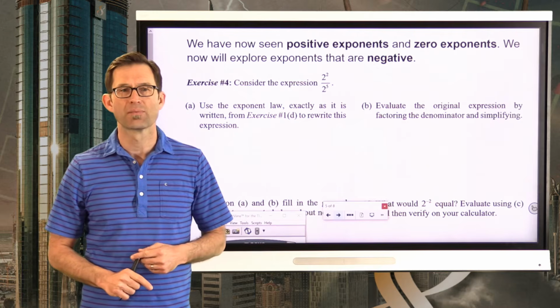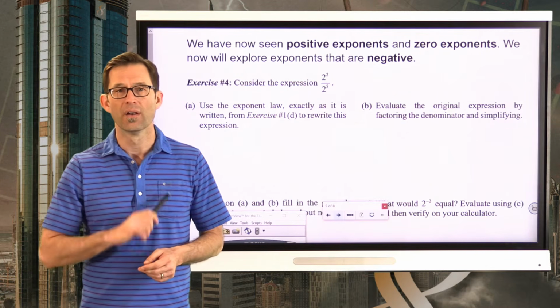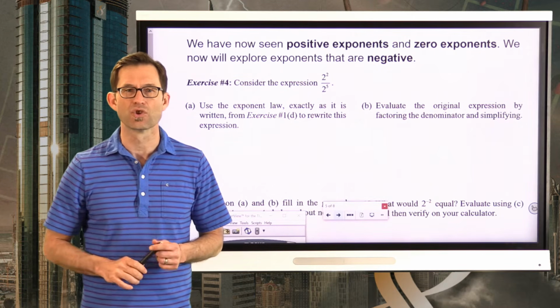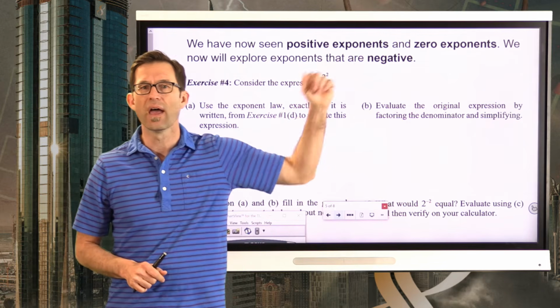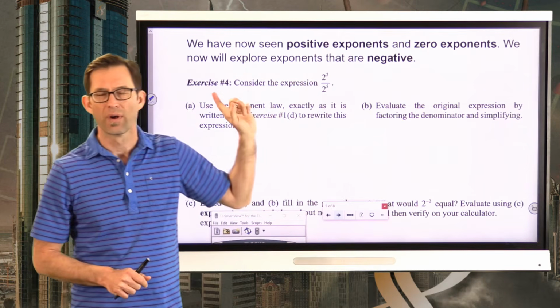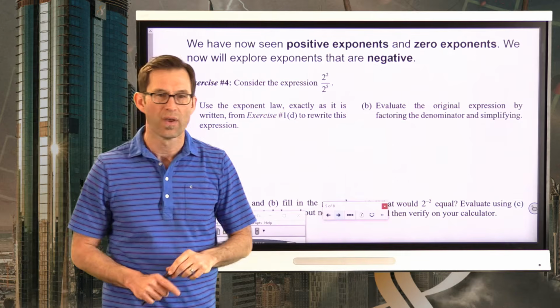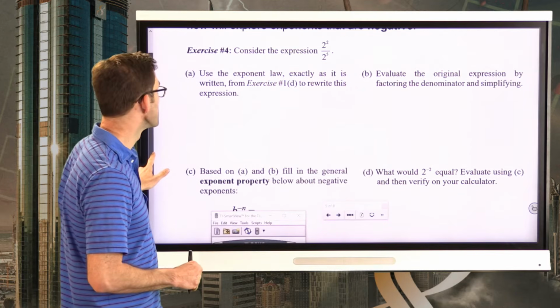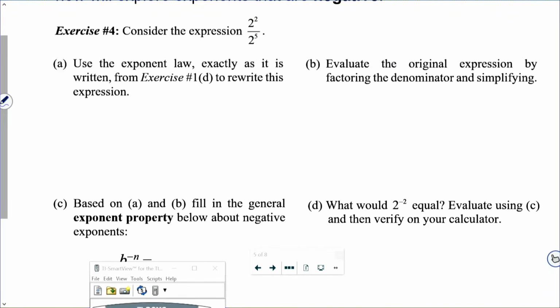Now let's talk about exponents that are negative numbers, or at least negative integers. We have now seen positive exponents and 0 exponents. We're now going to explore exponents that are negative. So let's take a look at exercise number 4. Consider the expression 2 to the 2nd divided by 2 to the 5th. Letter A. Use the exponent law exactly as it is written from exercise 1D to rewrite this expression.